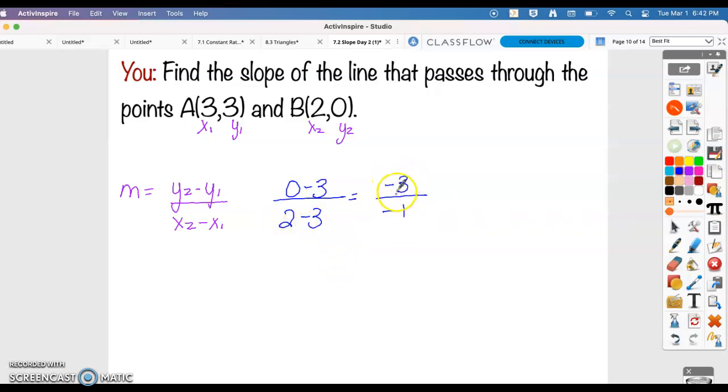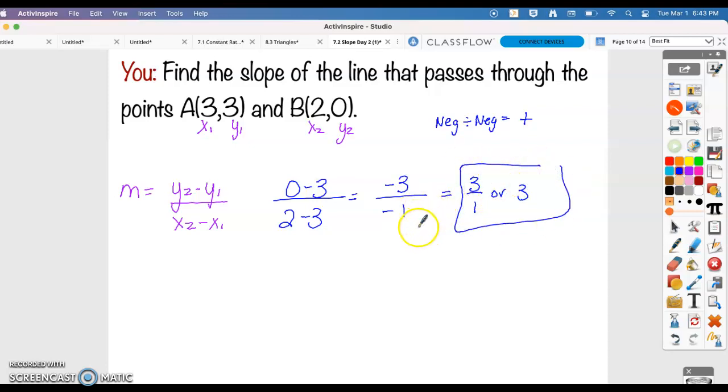Now if you look at this, both of these are negatives, right? A negative divided by a negative, your answer equals a positive. So negative 3 divided by negative 1 is equal to positive 3 over 1, or just positive 3. Got to be careful with that on your graph. This is actually going up 3 and right 1.